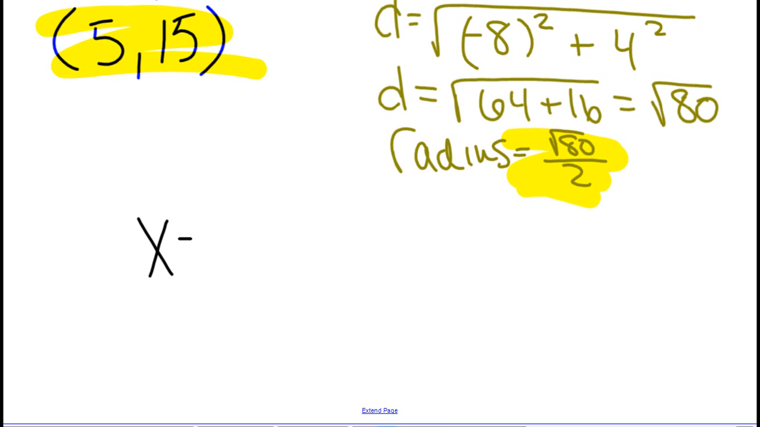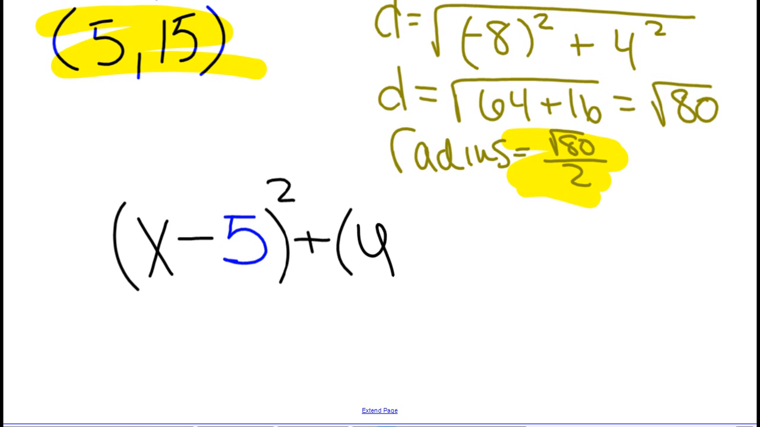So the center is at 5, 15, so there's x minus 5 quantity squared plus y minus 15 quantity squared equals, here's where it gets tricky, but it's all right, we can handle it.